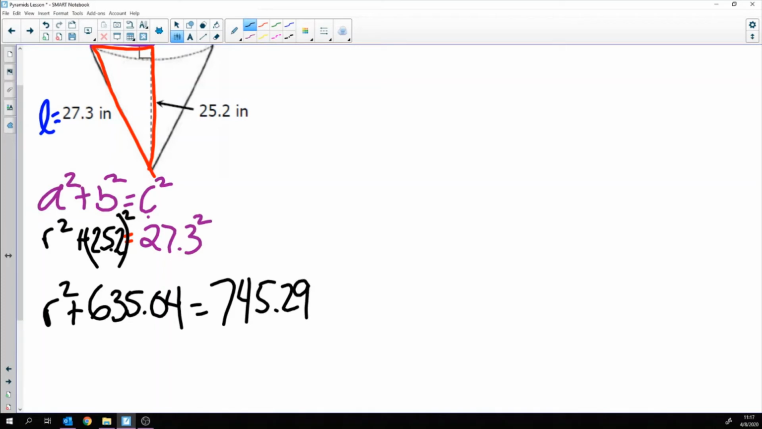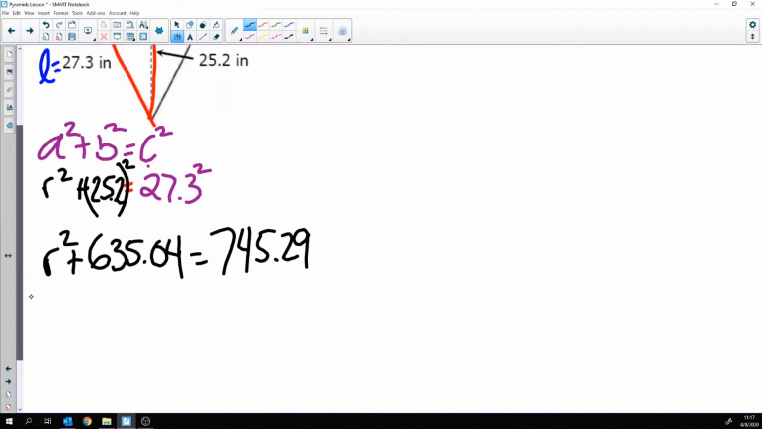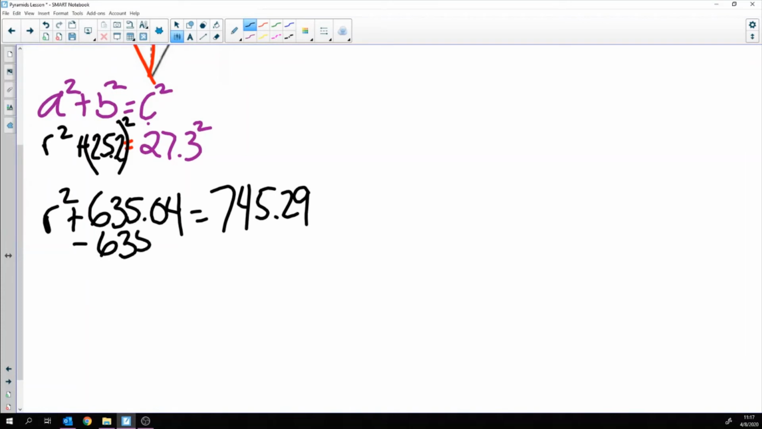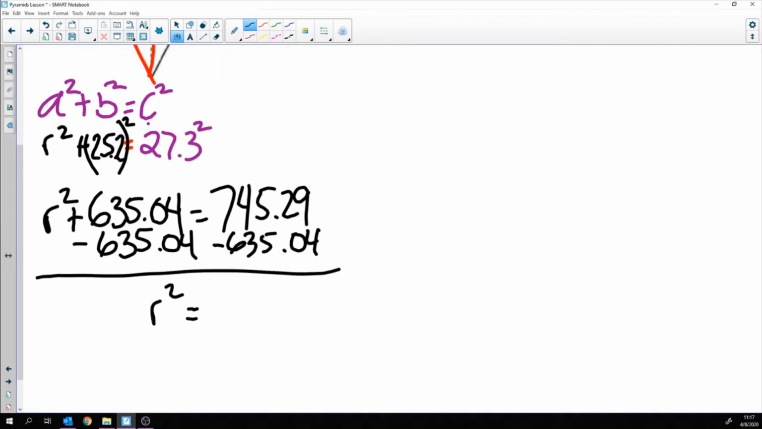Now this is the hard version of the Pythagorean theorem. So to solve this, you need to get r by itself. In order to do so, you need to move the other thing to the other side. So some of you, if you know what I'm talking about, when you try and cheat the system, you cannot do it here. If you have no idea what I'm talking about, just solve it. So 745.29 minus 635.04 is 110.25. And then the opposite of squared, to cancel out the squared, you have to do the opposite, which is square root. So the square root of 110.25 is 10.5.